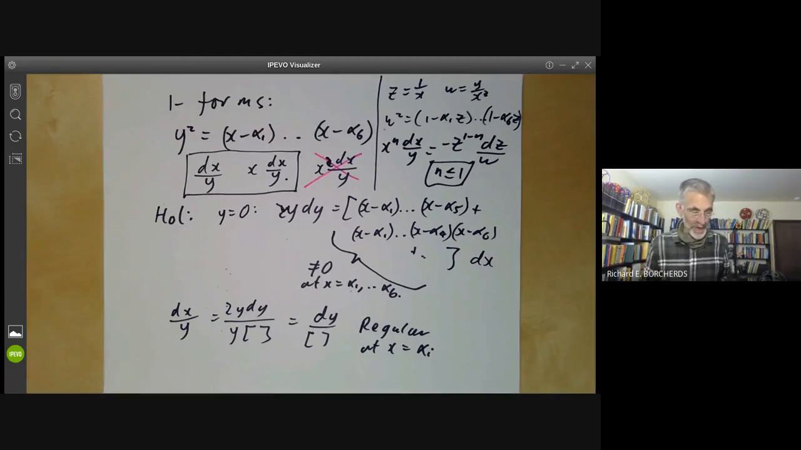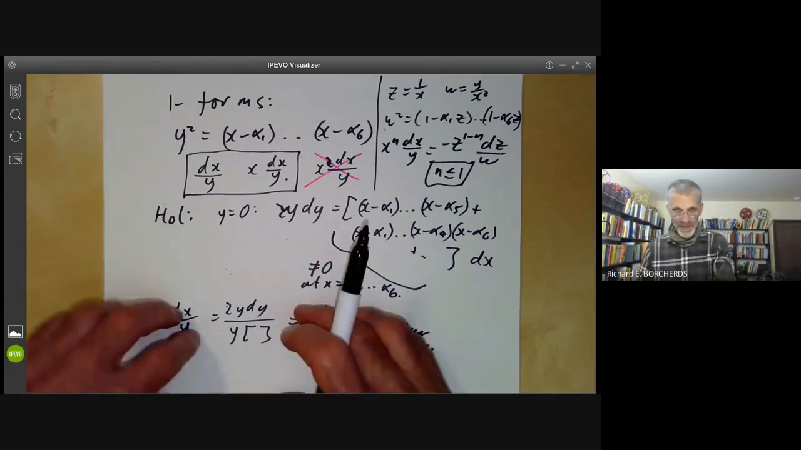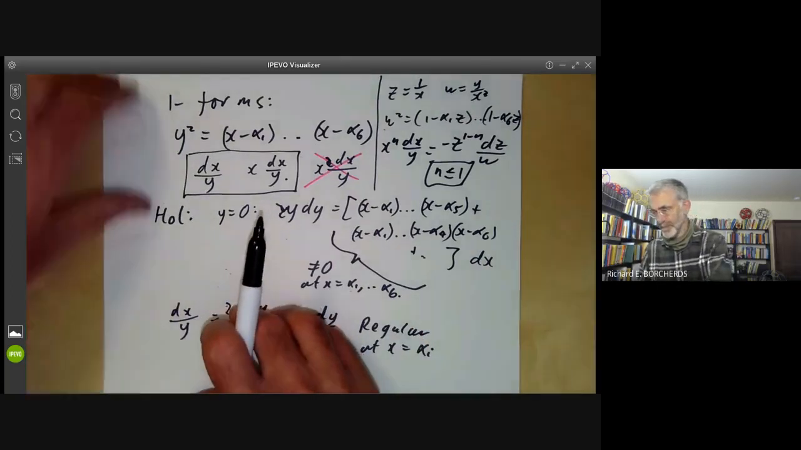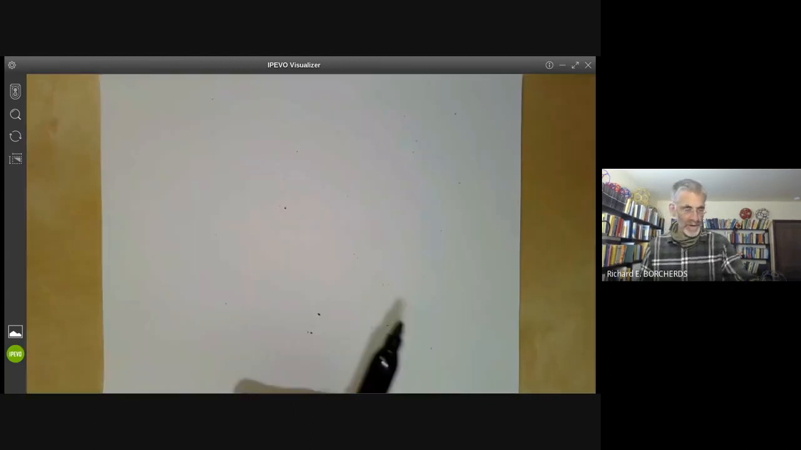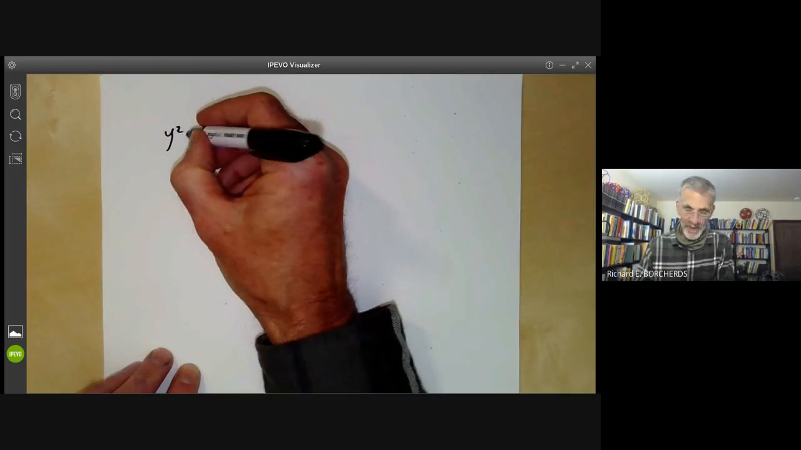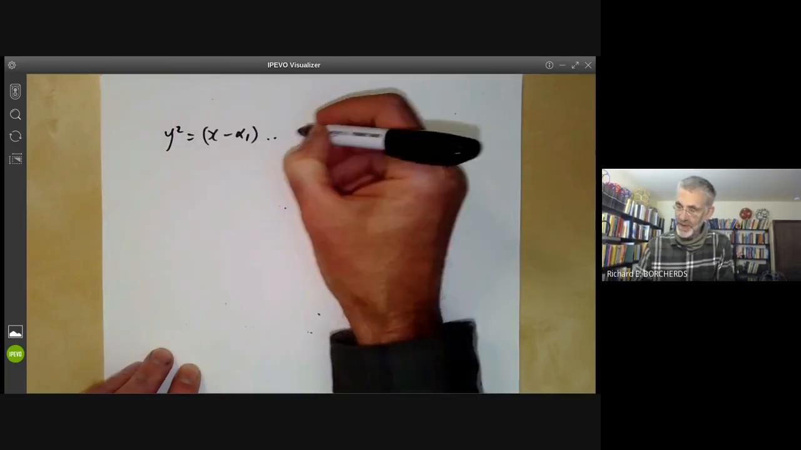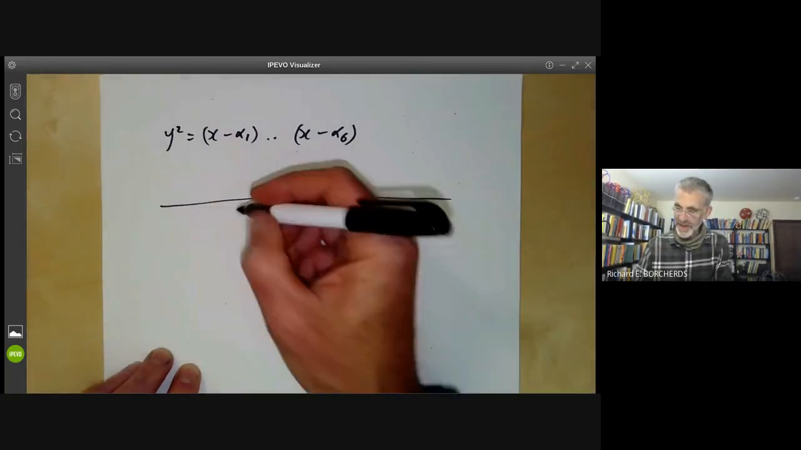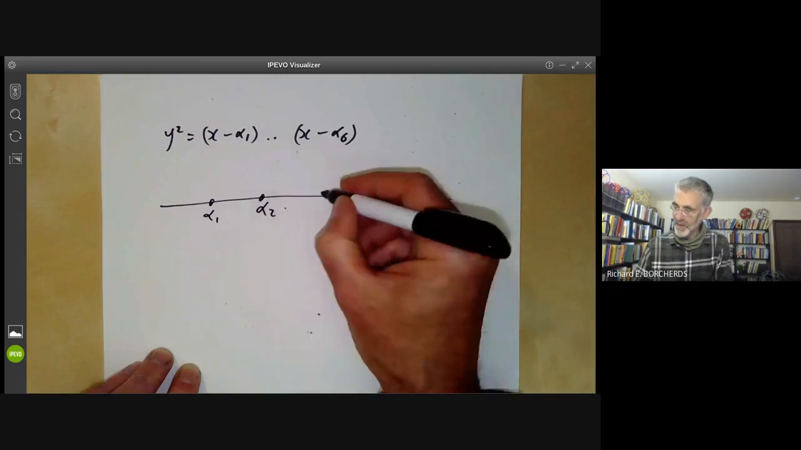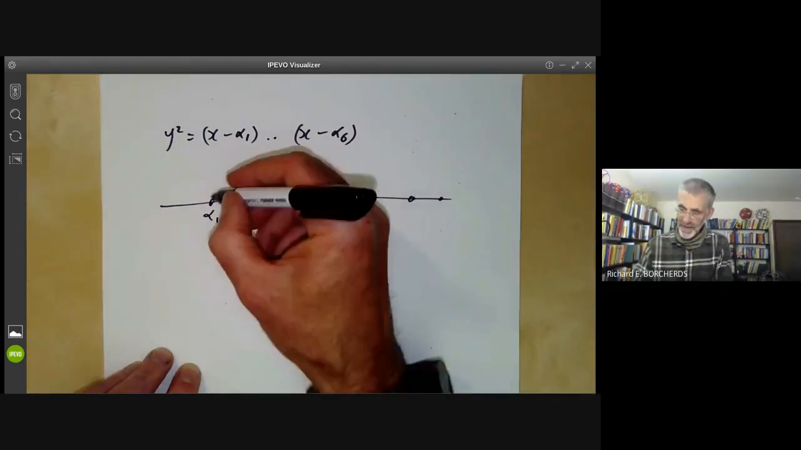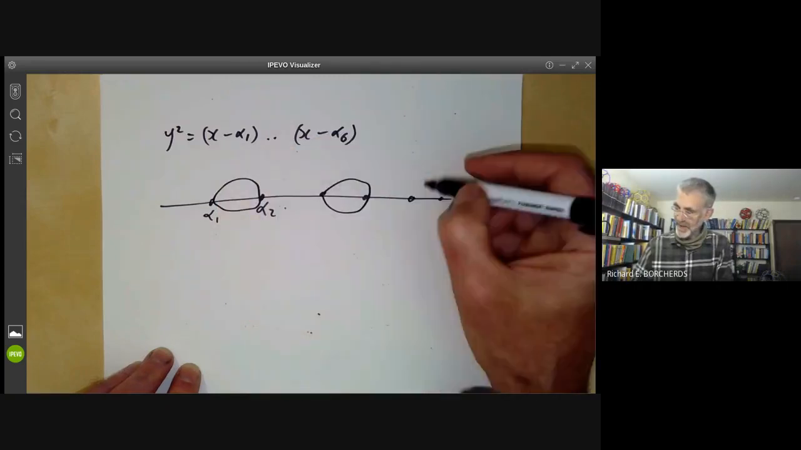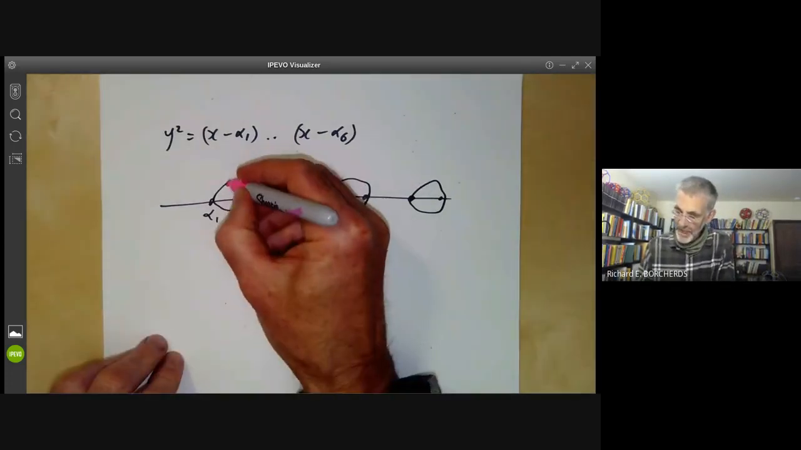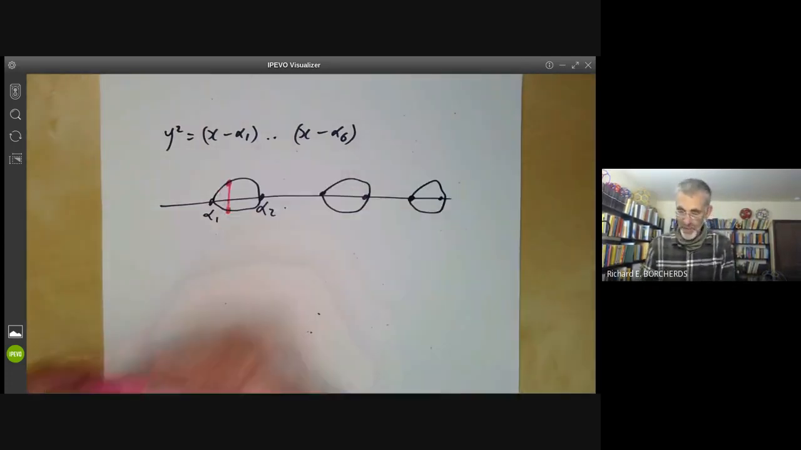Next, we can look at the possible zeros of a one form. So if we've got this hyperelliptic curve y squared equals x minus alpha 1 up to x minus alpha 6, you can sort of think of it as something like this. So here's alpha 1, alpha 2, and so on. We've got 6 points, and the curve is going to look something like this, maybe. And the points generally come in pairs with the same x-coordinate, so we've got various pairs of points.